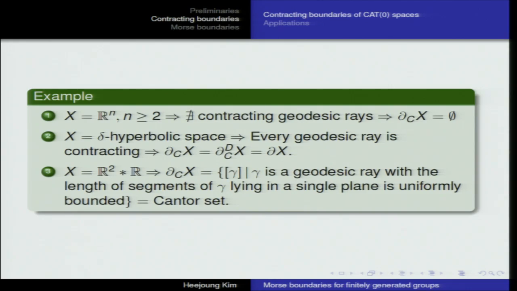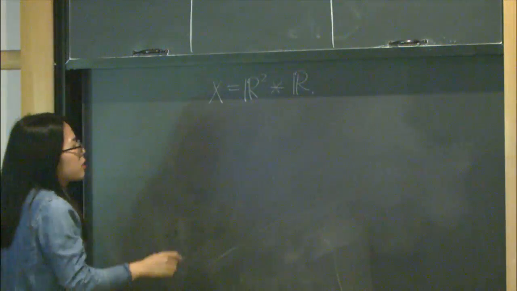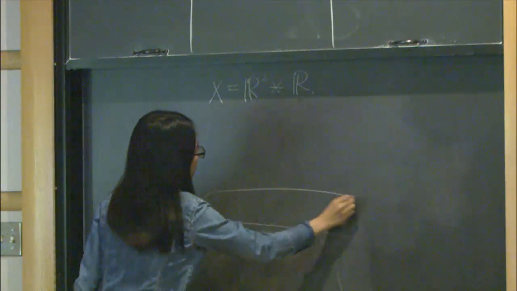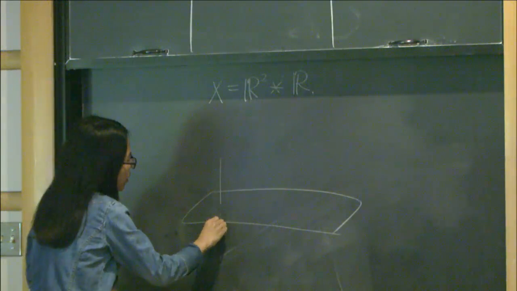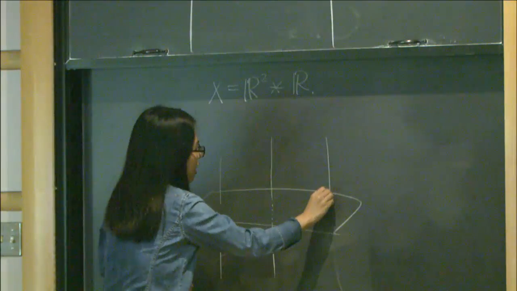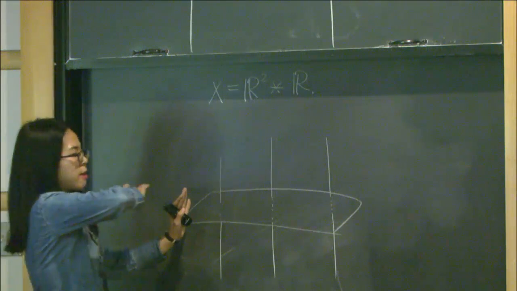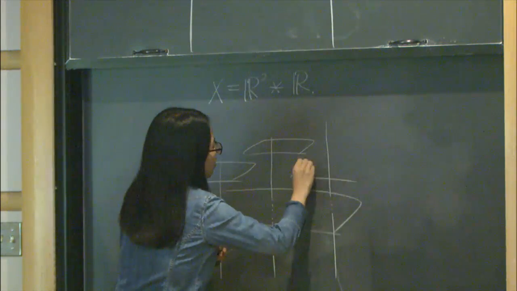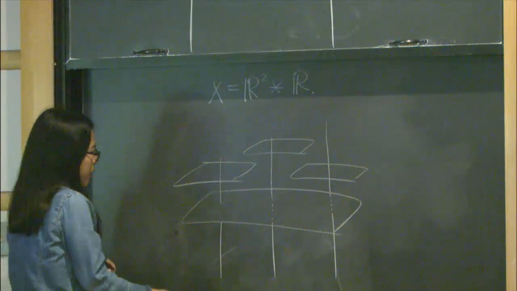So X is R^2 cross R. The picture is like I have a plane, and at each point I have an R. I will draw some of them, R for every point. And for every point in R, I have a plane, I have R^2 as well. Something like that. So say my base point is here.